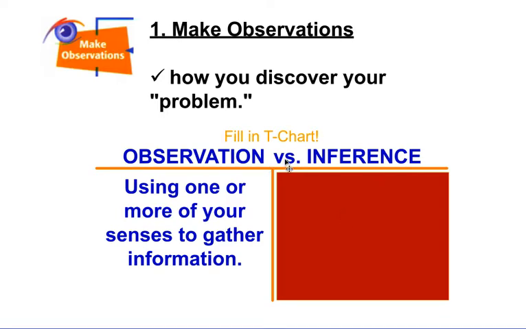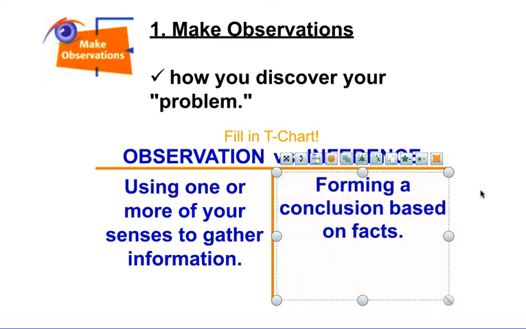Observations are not the same as an inference. The difference is that an inference is going to be some kind of conclusion that you're going to form based on facts. To give you an example, an observation I could make right now is that Miss King is wearing a pink shirt. Well, I can use that observation to make an inference. Miss King has on the pink shirt, therefore she must like the color pink. So the two are not the same thing. Make sure you don't mix those up.